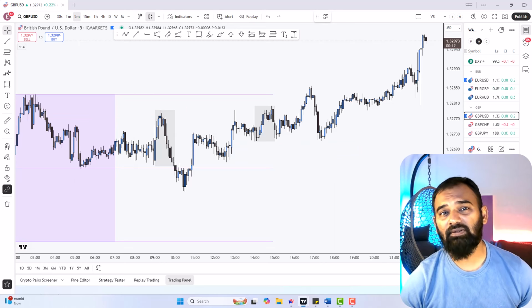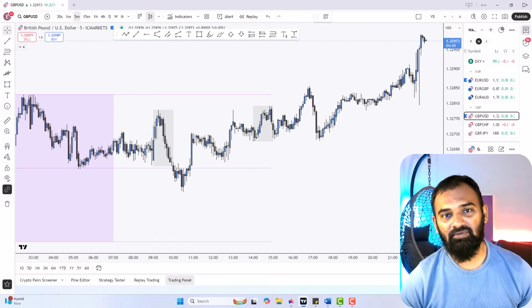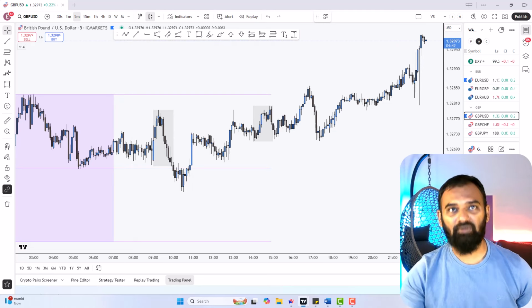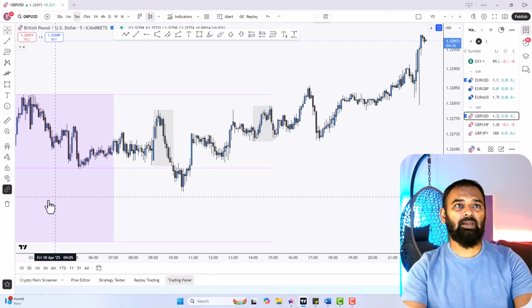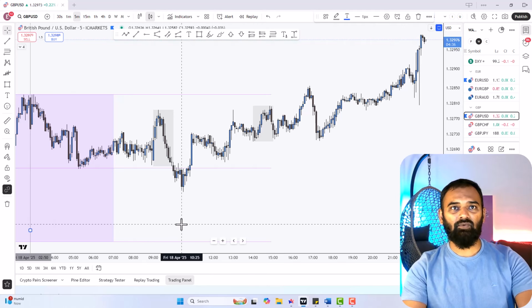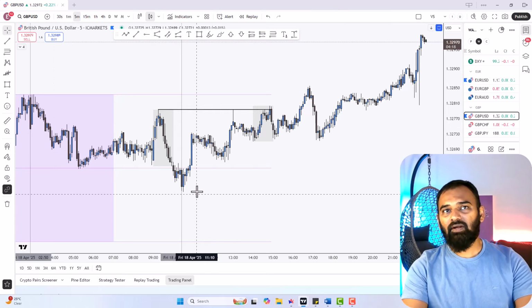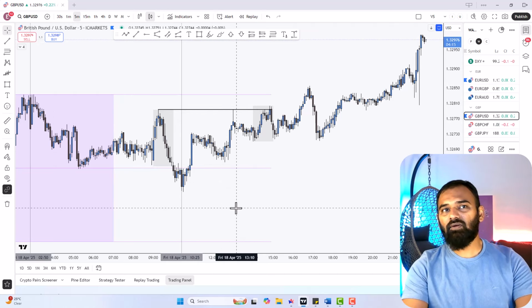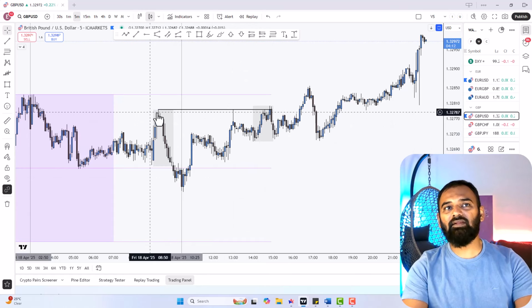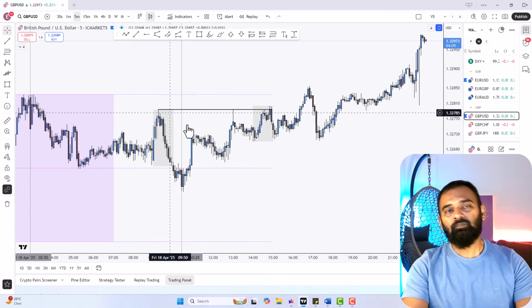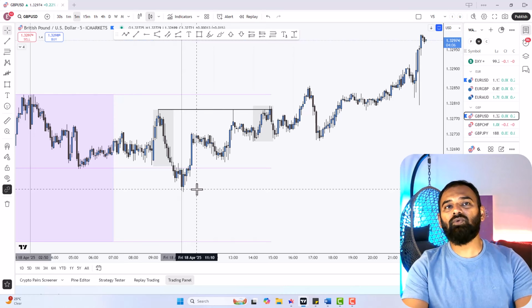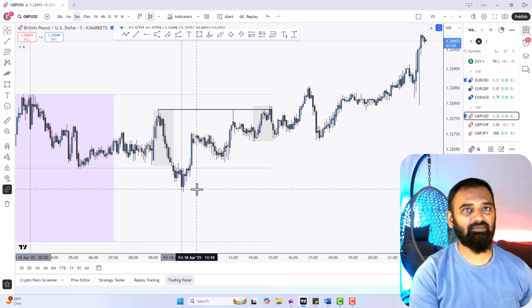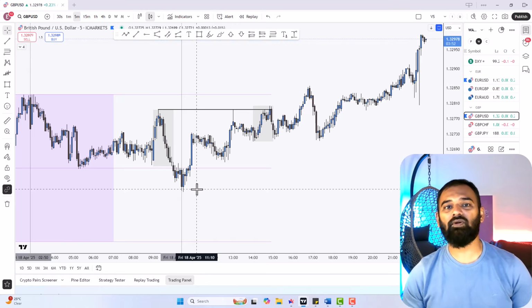Now let us discuss the third core component of market structure, that is market structure shift. This happens when price starts to break the structures in the opposite direction of the current trend. For example, we can identify that from this area to this area, the market was in a downtrend. But after some time, instead of making lower lows, the market started to break this previous structure. So it means the market is trying to reverse, hence the name, shift in market structure. Previously the market structure was bearish. Now it is shifting towards a bullish direction.